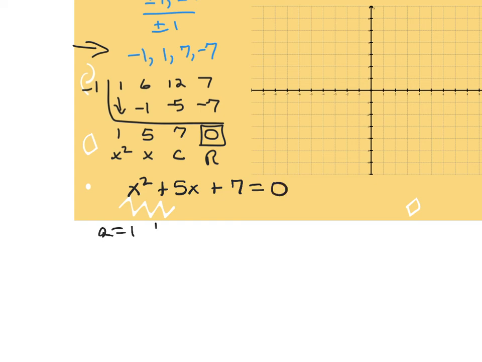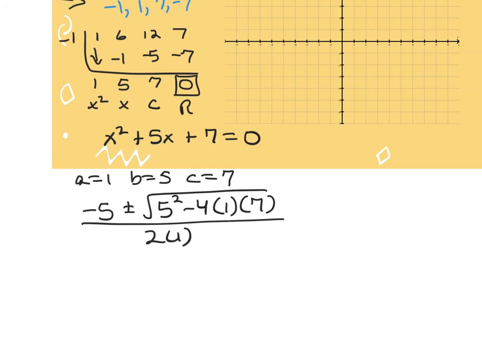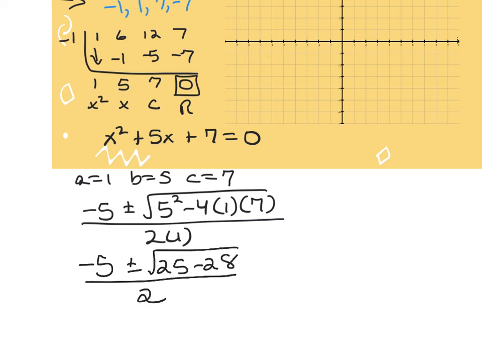My a is 1, my b is 5, my c is 7. So what I'm going to do here is the opposite of b, plus or minus the square root of b squared minus 4 times a times c, all divided by 2 times a. I'm going to simplify this. I get 25 minus 28 over 2 times 1, which is 2. Negative 5 plus or minus the square root of negative 3.